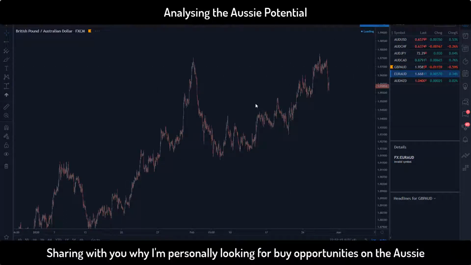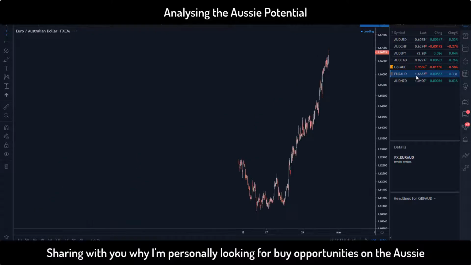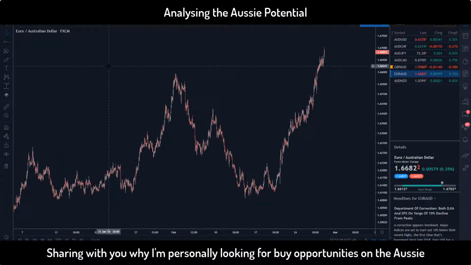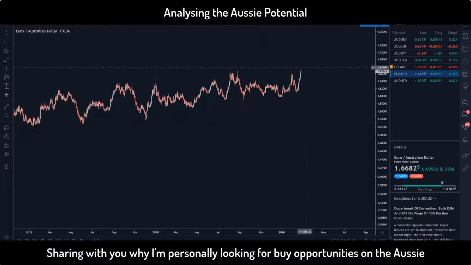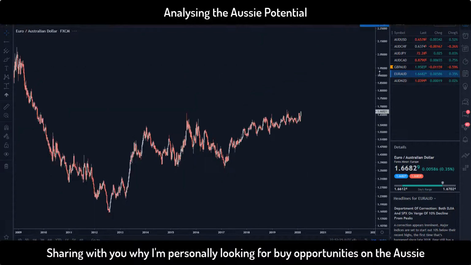Now Euro Australia is slightly different. Okay, it's going higher, but on a weekly time frame right now, you can see that this is pretty corrective as well. Okay, and this move itself is looking like a wedge, a diagonal. There's a higher possibility it will come down eventually.